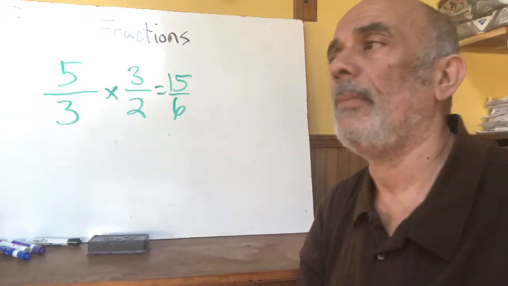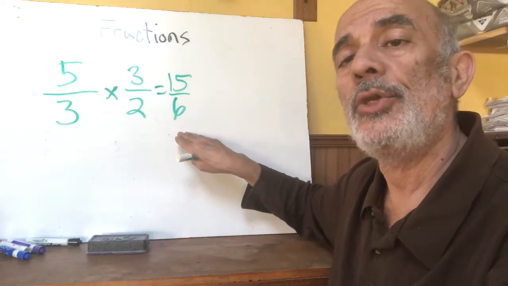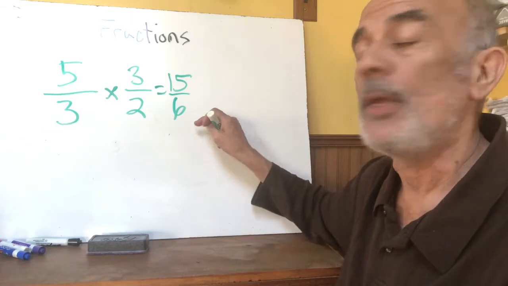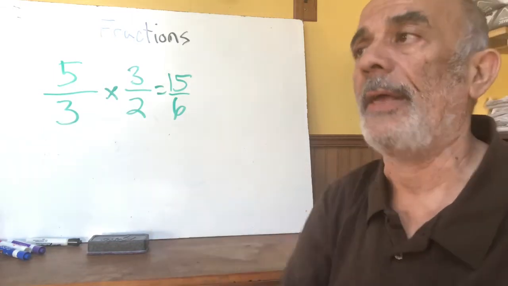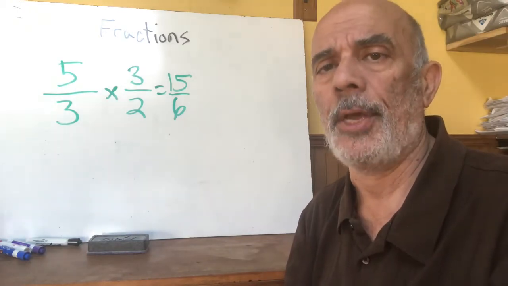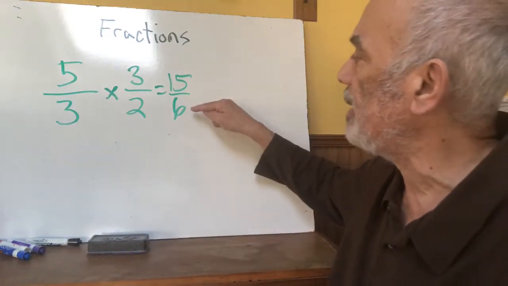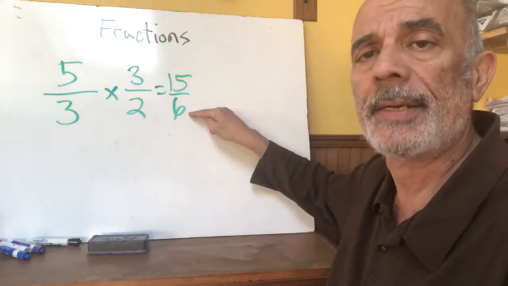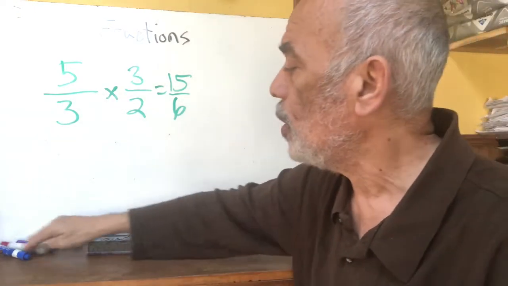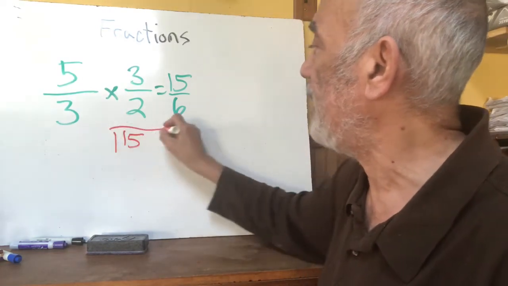Now, the one added step here is usually we do not want this answer in an improper fraction. We would like you to simplify that. Simplifying it would mean making it into a mixed number, where you have a whole number and a fraction. And you do that by dividing the top by the bottom. So in this case, I have 15 divided by 6.